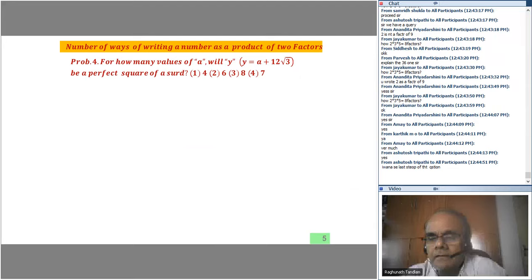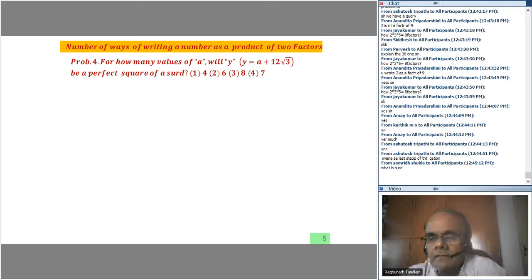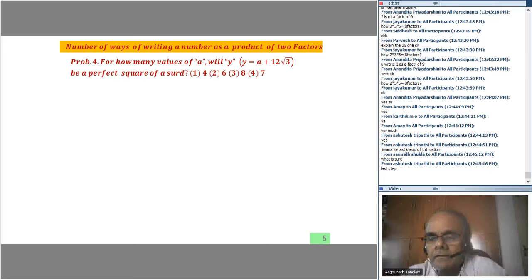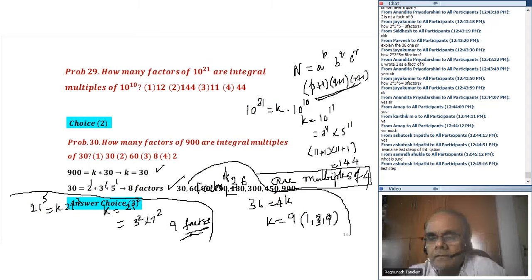Ashutosh, what you want is, third is anything which is irrational. A plus root 2, is it irrational or not? Root 3 plus root 2 is irrational or not? What's the last step I wrote for the previous question? This one, 9 factors.